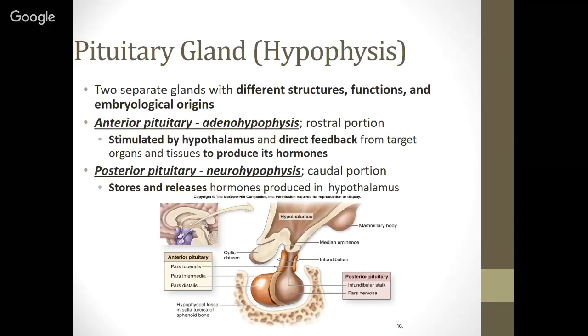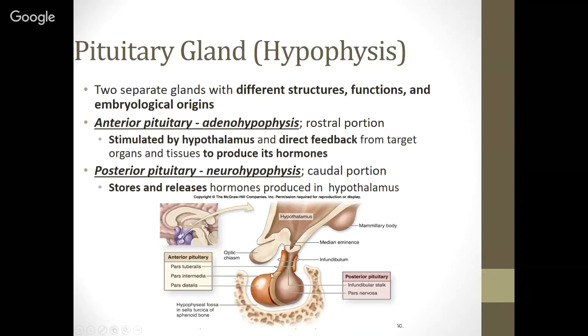The anterior pituitary, also known as the adenohypophysis, is the rostral portion, or closer to the nose. It's stimulated by the hypothalamus and also by direct feedback from the target organs, that negative feedback, which will allow it to produce its hormone. The posterior pituitary, or the neurohypophysis, is the caudal portion. It stores and releases hormones produced in the hypothalamus. What are those hormones? ADH and oxytocin. Okay, I do want you to remember that.